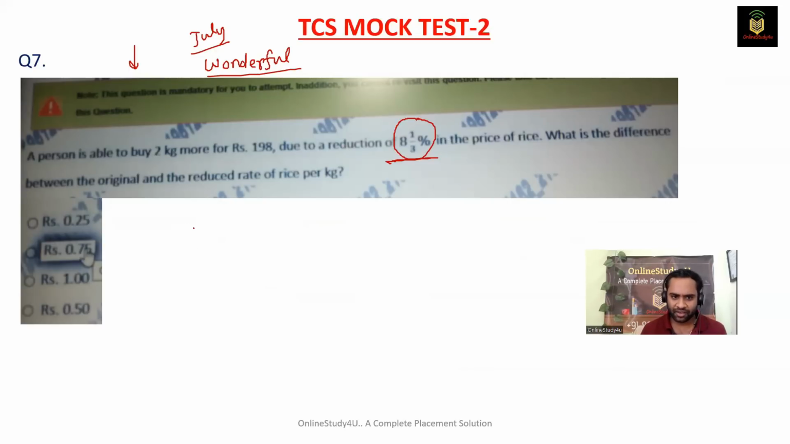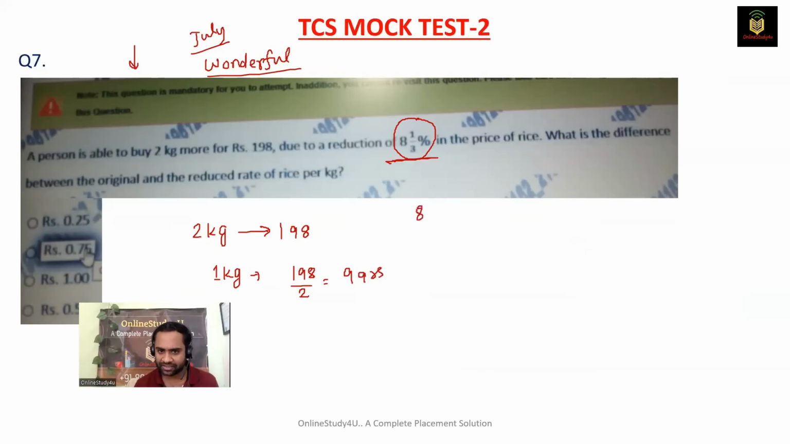So first you see, 2 kg he is able to buy more for 198 rupees. So 1 kg he will be able to buy more for 198 by 2, that is nothing but 99 rupees. Clear? Okay. Now the percentage is 8 1/3, which is nothing but 25 by 3 percentage. 25 by 3 percent goes into 100 four times, so this is nothing but 1 by 12.